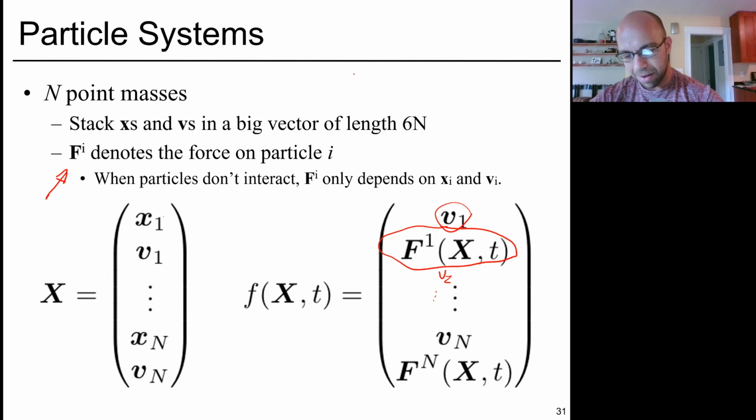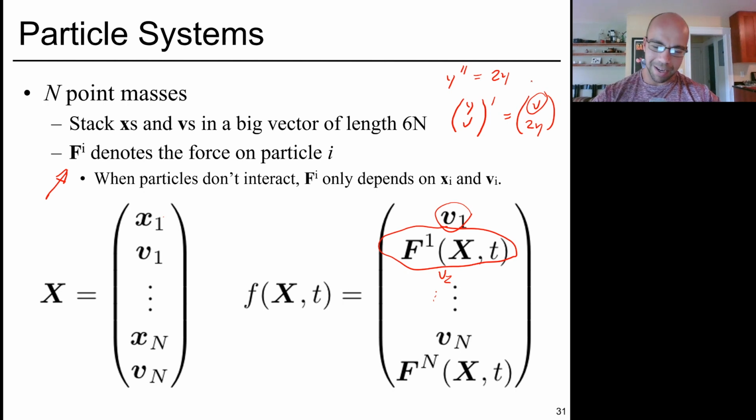So as another example, let's say that I want to solve the second order differential equation y double prime equals 2y. Essentially, all I've done is said that I can write that as a different first order equation, y prime equals v, and v prime is 2y. That's it. So I'm just adding a dummy variable to keep track of all the derivatives.